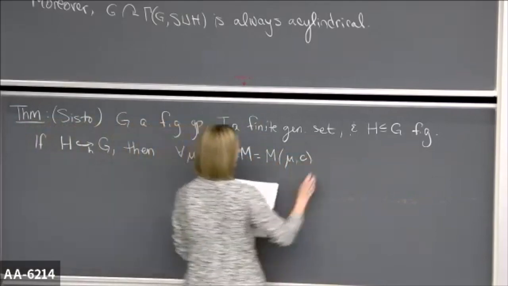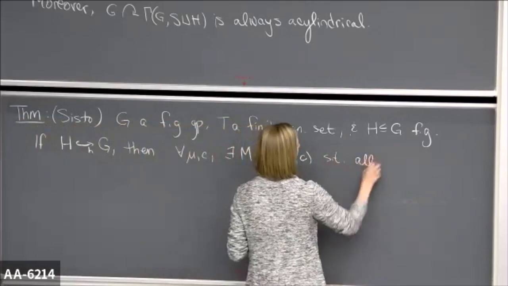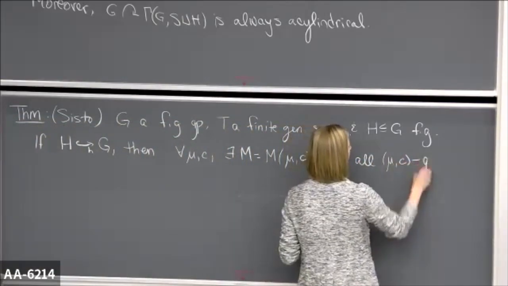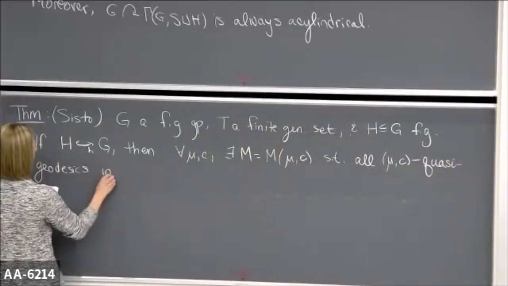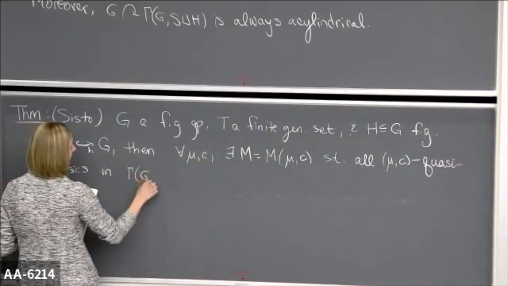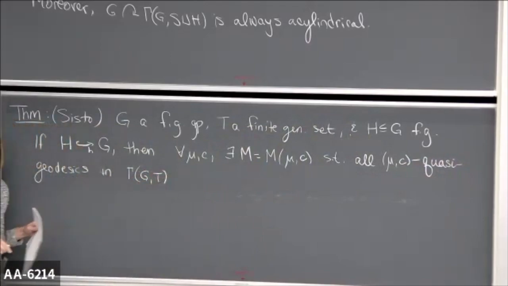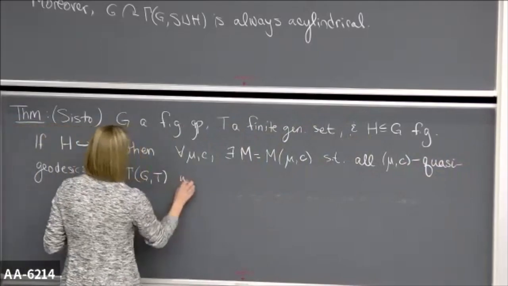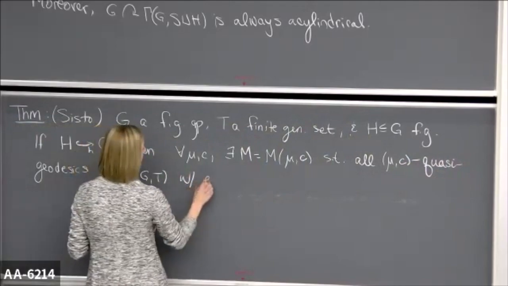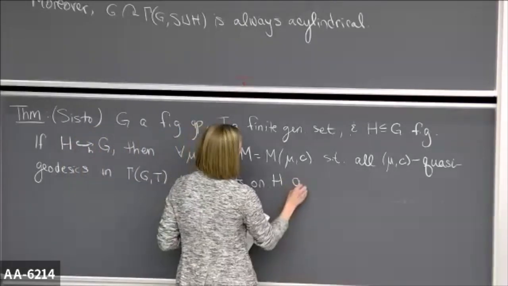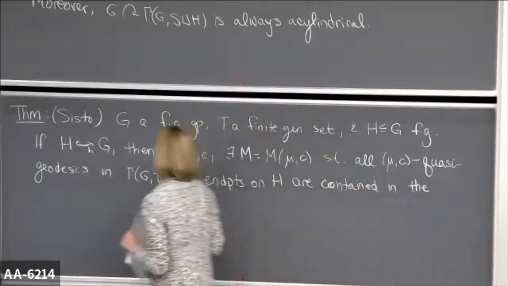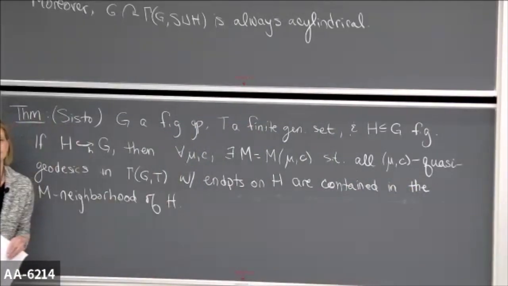depending on mu and c, such that all (mu, c) quasi-geodesics, and these are quasi-geodesics in the Cayley graph of G with respect to this finite generating set. So sometimes you might just say that these are quasi-geodesics in G itself. And let's assume that these quasi-geodesics have their endpoints on H. So all of these quasi-geodesics are contained in the M neighborhood of H.